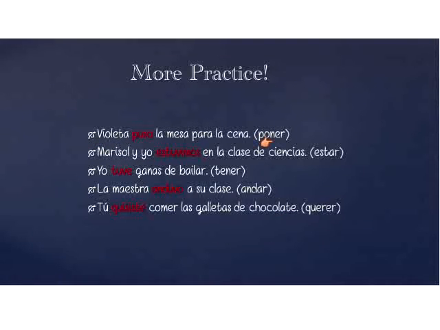And here's some more practice. You can see that poner becomes puso in the ella form, Violeta puso. Estar becomes estuvimos in the nosotros form. Marisol y yo is we. Nosotros estuvimos. Tener becomes tuve in the yo form. Andar becomes anduvo in the ella form. And querer becomes quisiste in the tú form. So notice again, poner becomes pus, add your o. Estar becomes estuv, add your imos, etc. Okay? So the first thing we're doing is we're changing the stem, and then we're adding the ending.